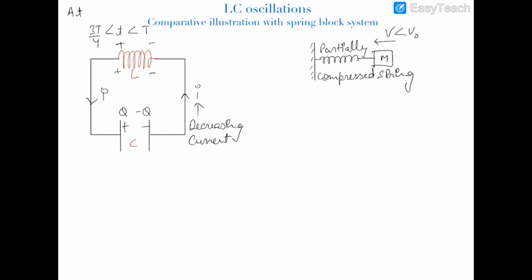So this inductor would have a polarity of EMF in such a way that it would support this decreasing current, and to support it, it would show this positive terminal to this outgoing current, and therefore the polarity would be reversed as compared to the previous one. And now in this case, the mass passing through the mean position is compressing the spring, and it is transferring its kinetic energy to the spring in the form of spring potential energy.